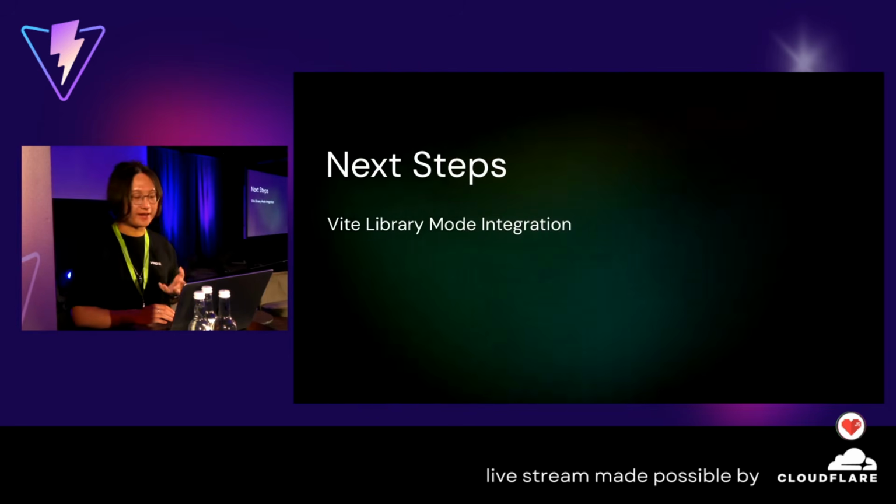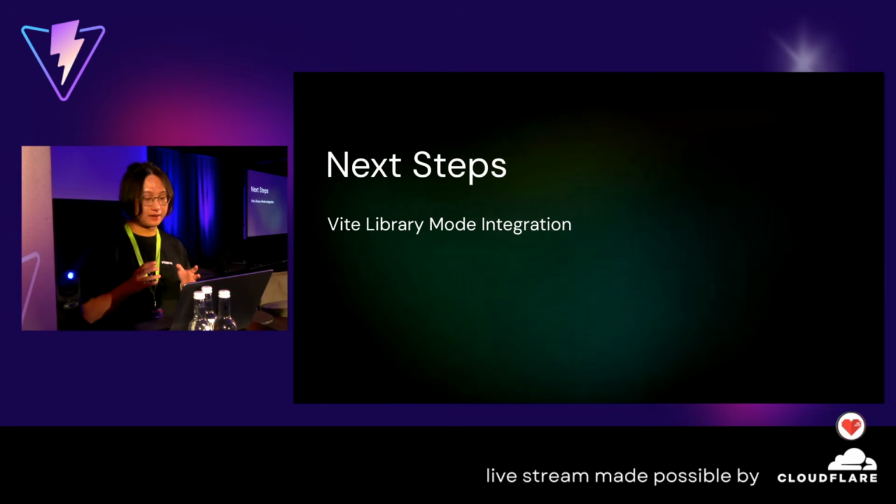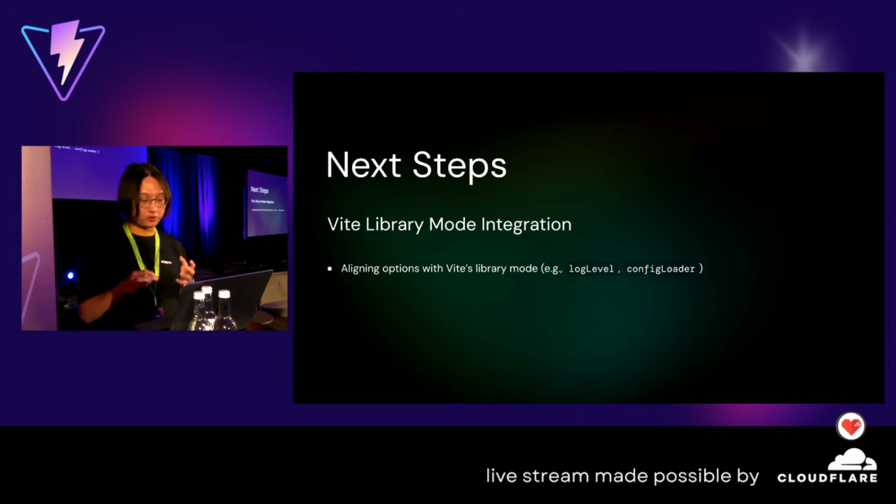So what's next? We will keep improving tsdown and aim to be the new library mode for Vite in the future. We have already started matching some Rollup options like log level and config loader. And CSS support is one of the most requested features, so I'll be looking into how we can provide the best CSS support possible just after this talk.